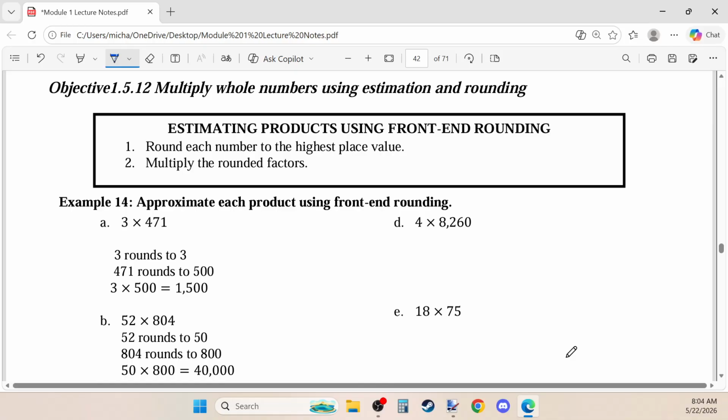Estimating products using front-end rounding. So if I round this to the front, I look at the check digit. This is a 2. It rounds down. So this is the same as 4 times 8,000. 4 times 8 is 32. So 4 times 8,000 is 32,000. This is my estimate.